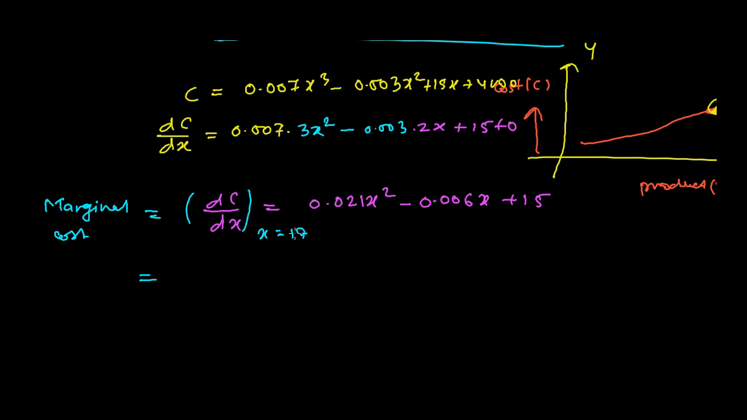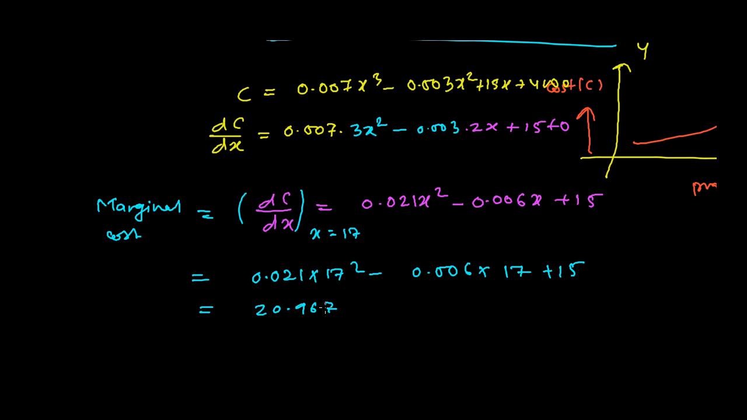So what is this dC over dx? It's simply 0.021 into 17² minus 0.006 into 17 plus 15. I wish to use the calculator, it will be faster than my mental calculation. So it's 0.021 times 17², and then minus 0.006 times 17, and then plus 15. That results in 20.967. This is the value given by the calculator.